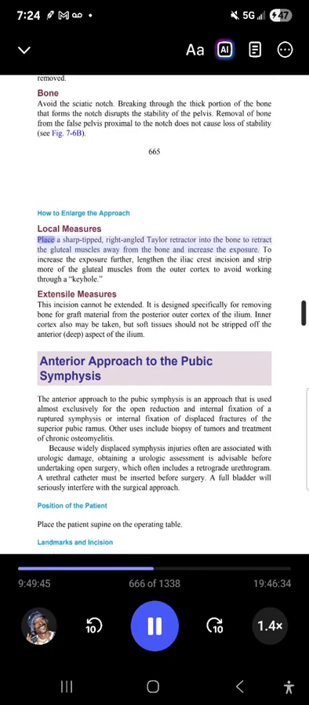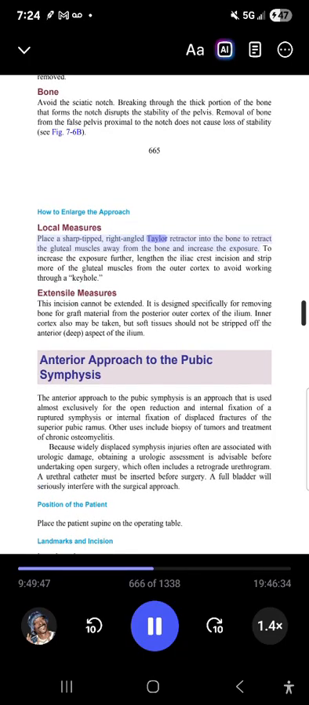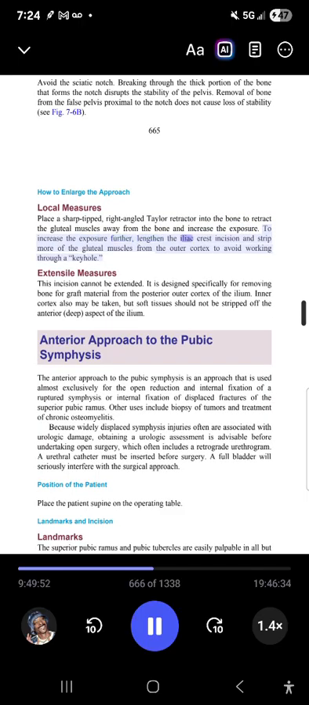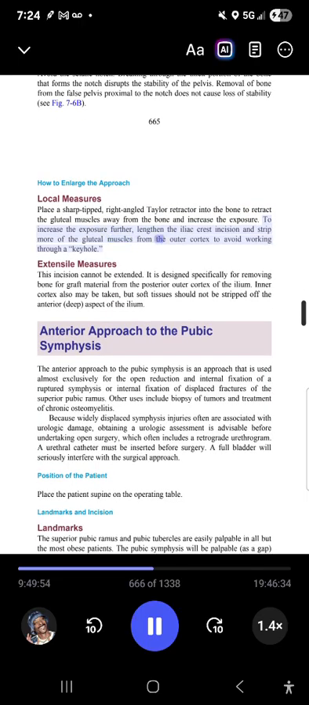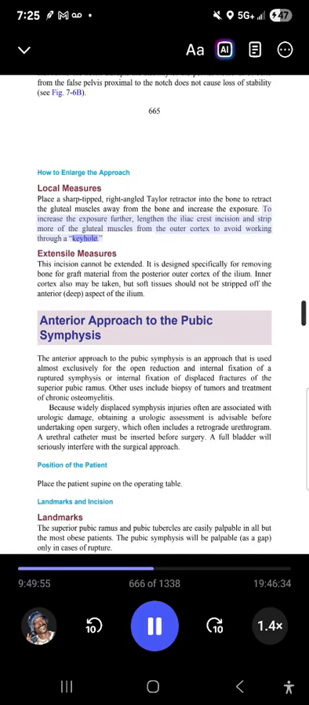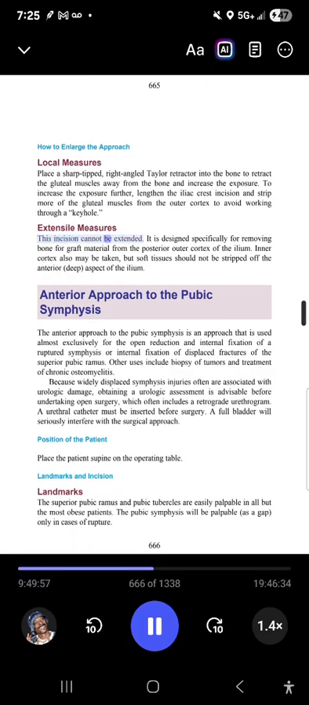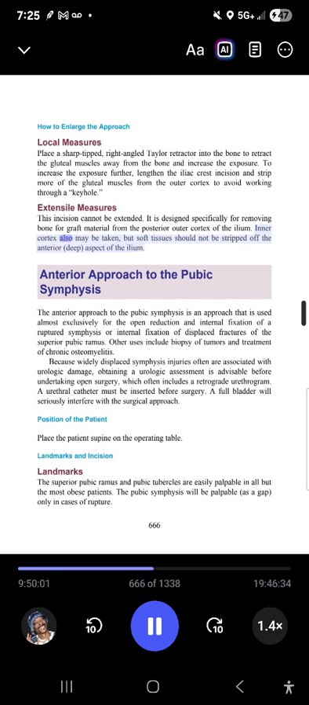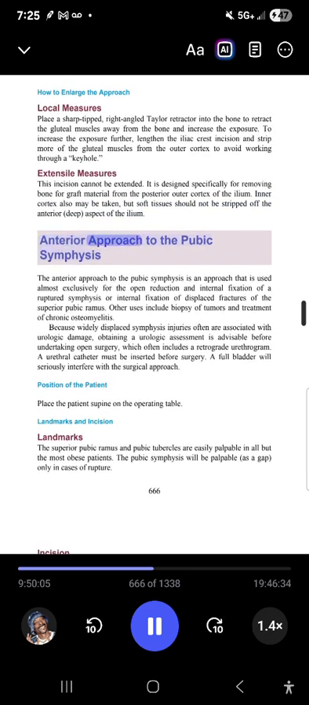Local measures. Place a sharp-tip, right-angled talar retractor into the bone to retract the gluteal muscles away from the bone and increase the exposure. To increase the exposure further, lengthen the iliac crest incision and strip more of the gluteal muscles from the outer cortex to avoid working through a keyhole. Extensile measures. This incision cannot be extended. It is designed specifically for removing bone for graft material from the posterior outer cortex of the ilium. Inner cortex also may be taken, but soft tissue should not be stripped off.